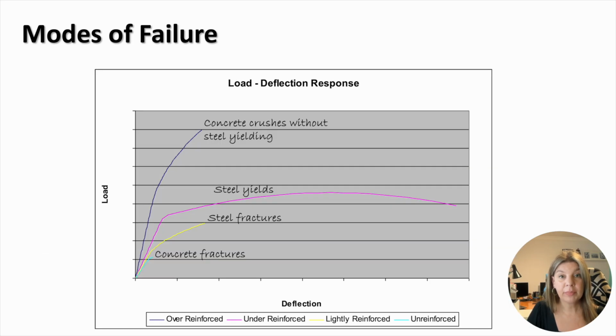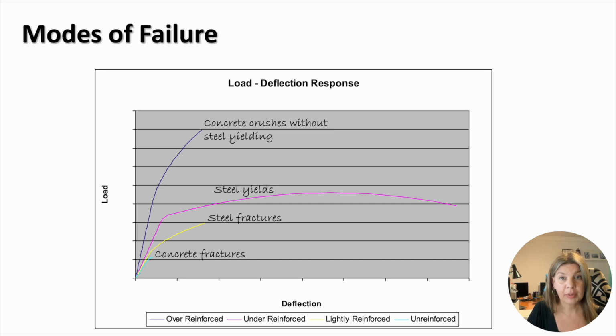A reinforced concrete beam can be classified according to the amount of steel. An unreinforced beam will have no steel provided. A lightly reinforced beam will have a very small amount of steel provided. An under-reinforced beam will be provided with a relatively small amount of steel, and an over-reinforced beam will be provided with a large amount of steel. Each of these beam types will fail in a different way, which can be observed in this load deflection diagram.